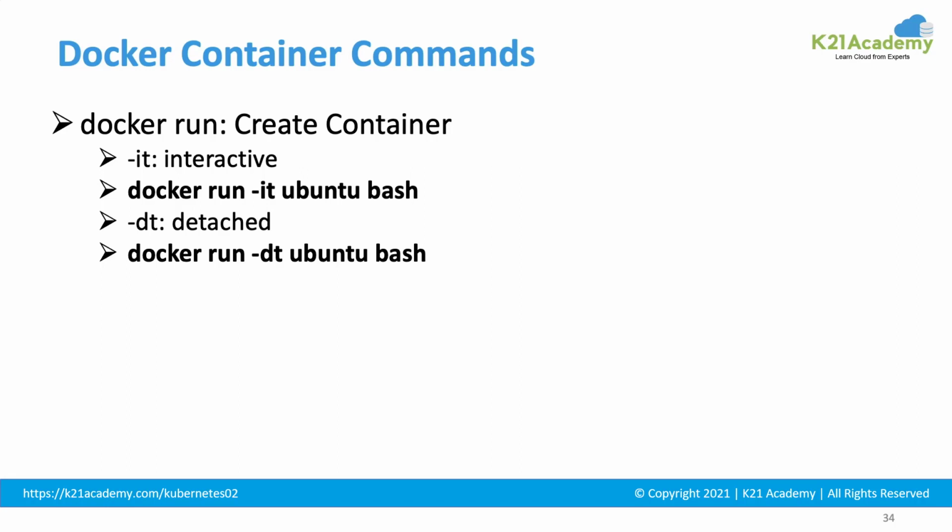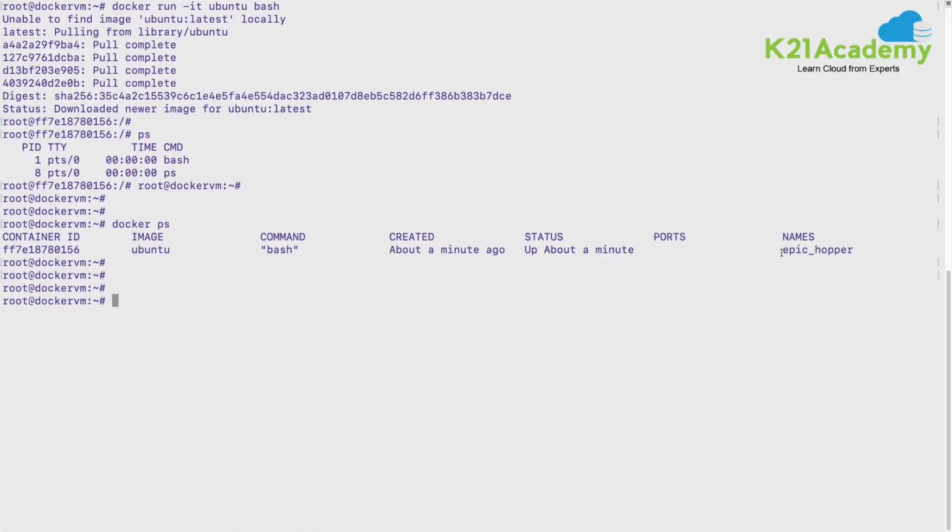So the option would be docker run -dt, where -d stands for detached and t for TTY, and ubuntu bash is the image and the process with which you are starting. So let's execute that as well. Docker run -dt, I'm giving ubuntu, and I'm giving bash as the process to start. The container has started, and this is the complete container ID.